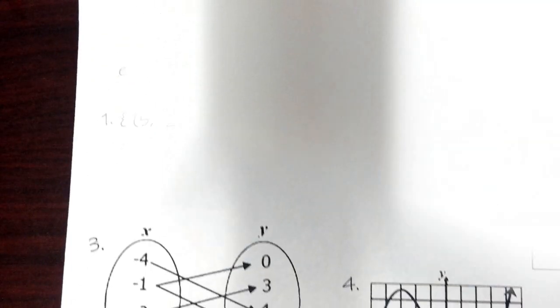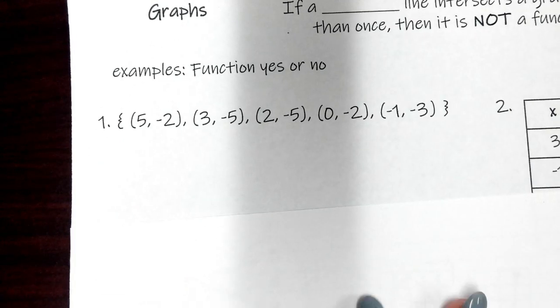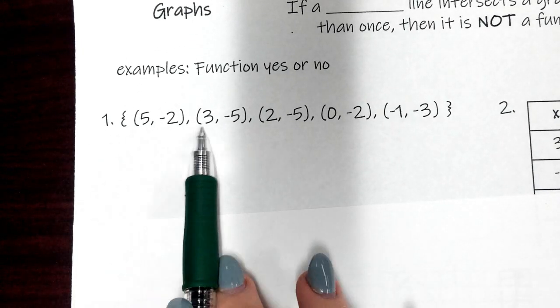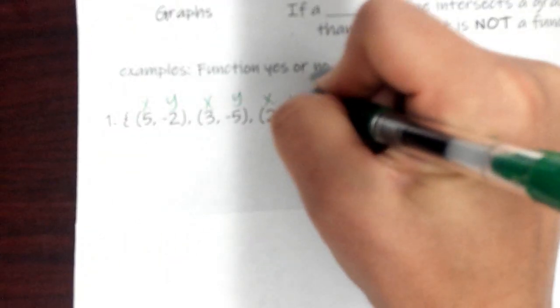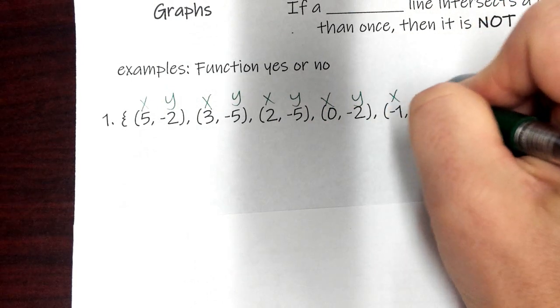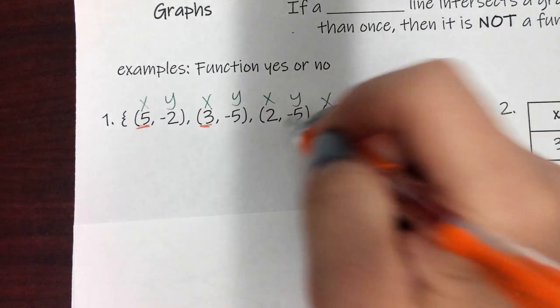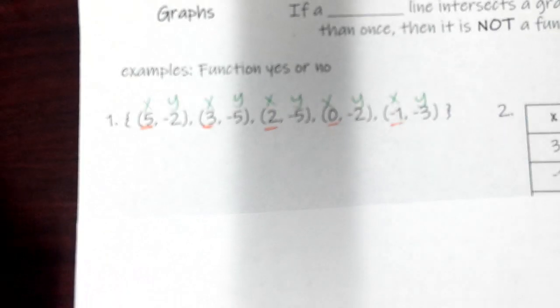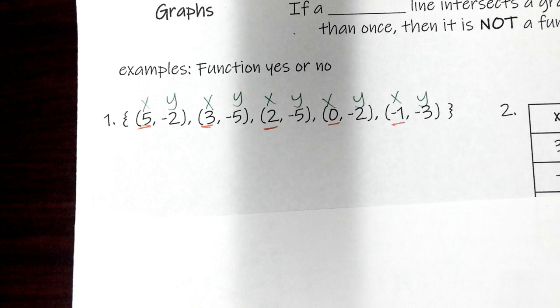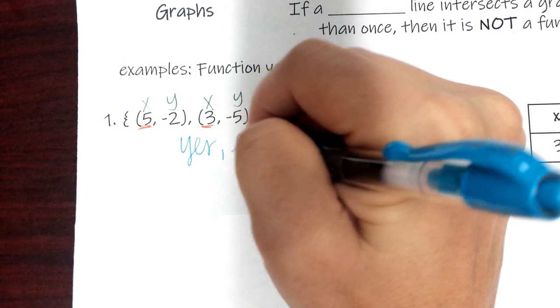So let's go ahead and look at example number 1. We are looking at our x values. Remember, our points are written as (x, y): x, y, x, y, x, y. So my x values are 5, 3, 2, 0, and -1. All of those are different numbers. They're all unique. None of them are repeating. So yes, this is a function.